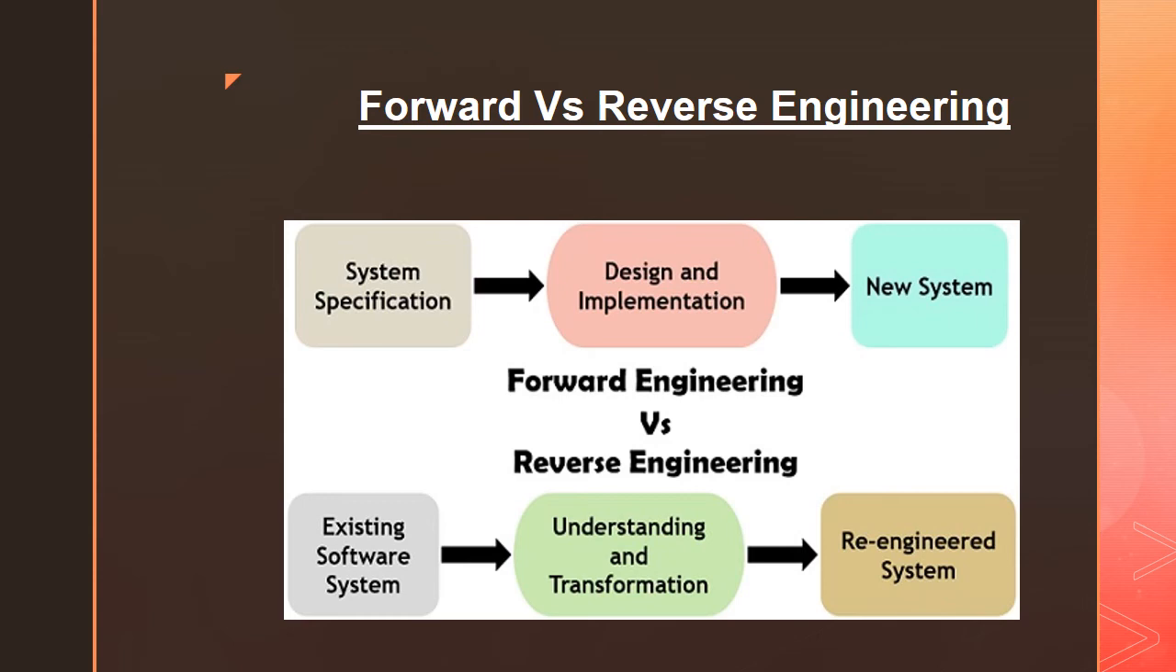and then on the basis of that we do the feasibility study, and then we go to the designing and implementation, in which we design the architecture of the entire system, and in the implementation we convert that design into the coding part, and after coding we go for the testing part, and our new system is developed. So in forward engineering we start with the system specification, that is the initial step, and we end with a new system, that is the final product which will be delivered to the customer.